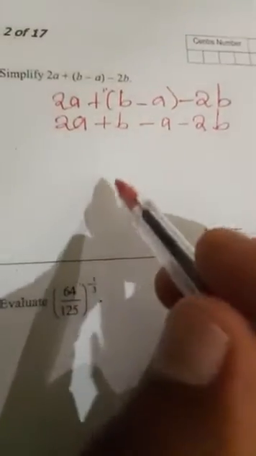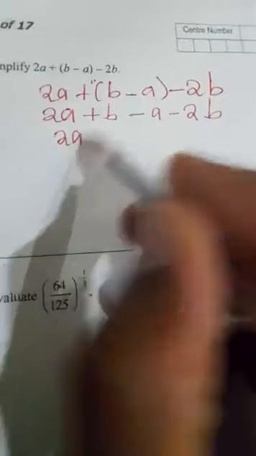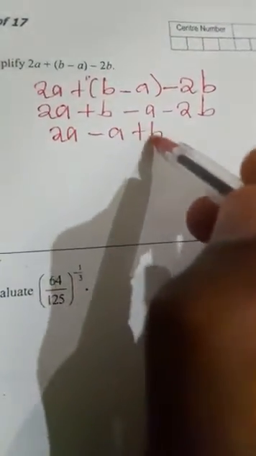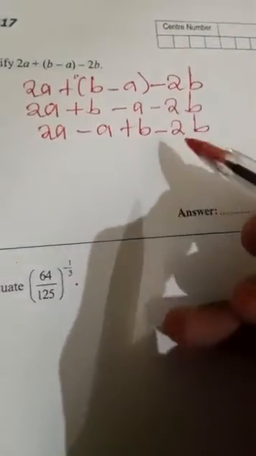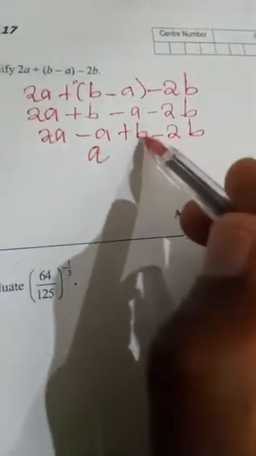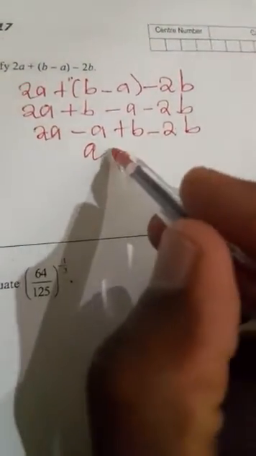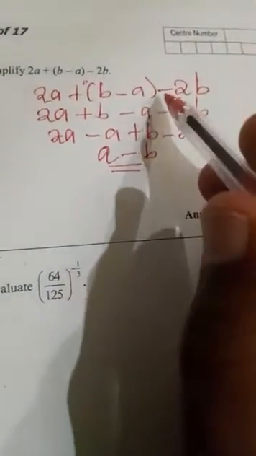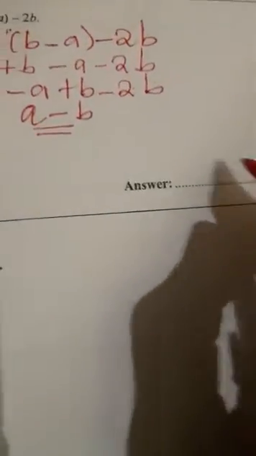Then from here we collect the like terms. Collecting like terms, do not change the signs. 2a minus a, you get a. b minus 2b, you get negative b. After finding the answer, you bring it here. You say a minus b. You get 2 marks.